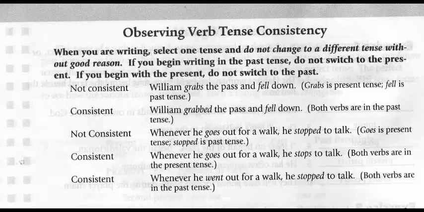Neither one of those is correct. The consistent forms would be, William grabbed the pass and fell down. Or, whenever he goes out for a walk, he stops to talk. Or, whenever he went out for a walk, he stopped to talk. So make sure that you use consistent verb tense.